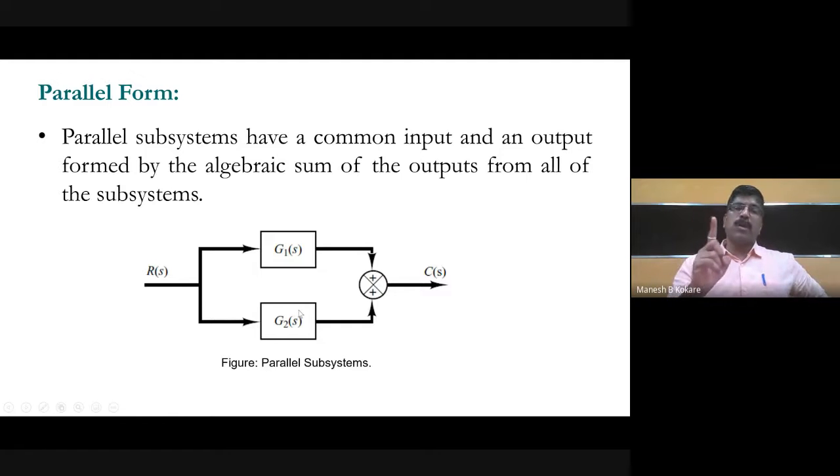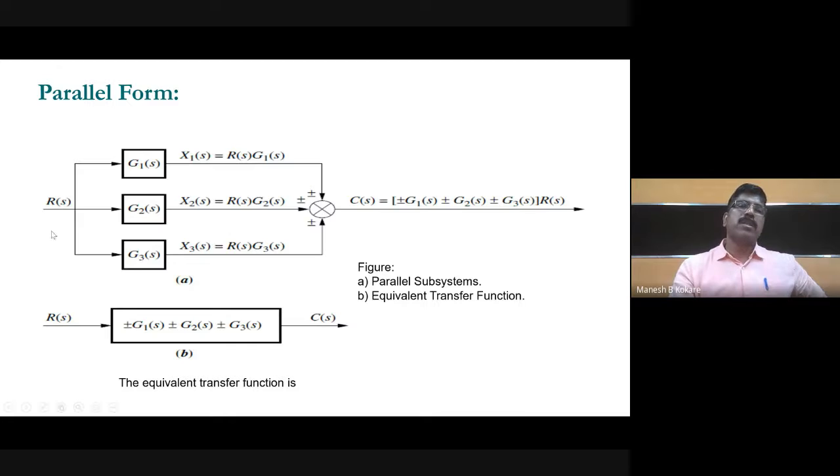So when two or more blocks are connected in parallel, their overall transfer function will be the simple algebraic summation of the individual ones. Now see that this is G1, G2, and G3. The same common input is given, and then the output is just the summation of those. So this whole complicated block diagram can be reduced into a single block having a transfer function equal to the algebraic summation, G1 plus or minus G2 plus or minus G3. Okay, so R of S will be the input for this block, and this will be the output.